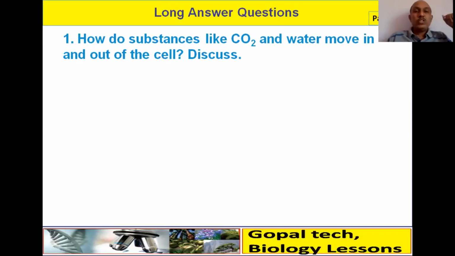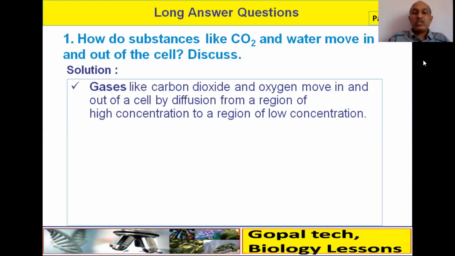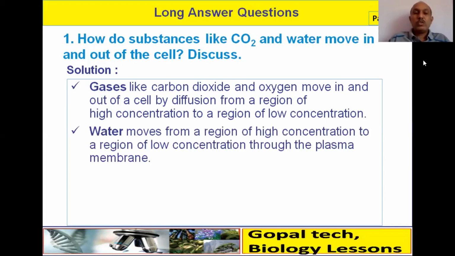Next, how do substances like carbon dioxide and water move in and out of the cell? Discuss. These questions are from your textbook, in-text page number 61. Gases like carbon dioxide and oxygen move in and out of the cell by diffusion, from the region of high concentration to the region of low concentration. Water moves from a region of its high concentration to a region of its low concentration through the plasma membrane.